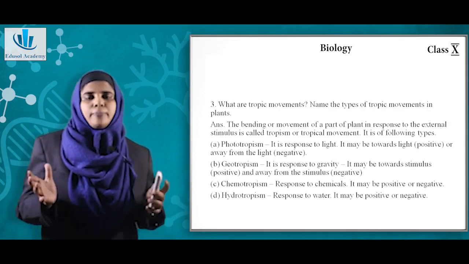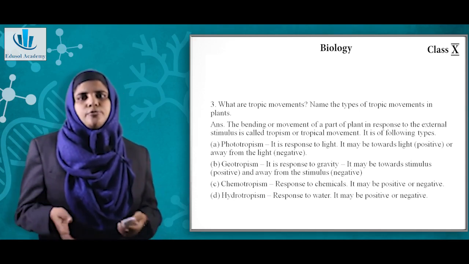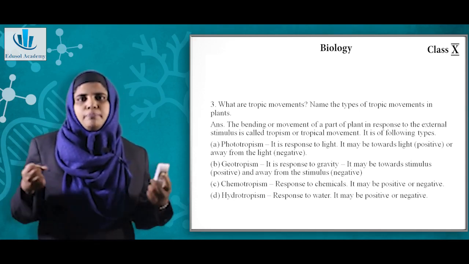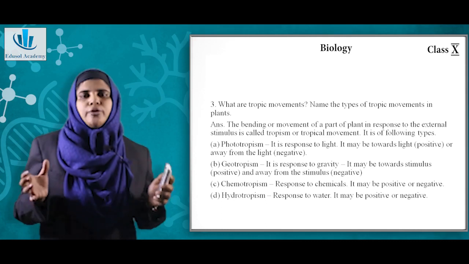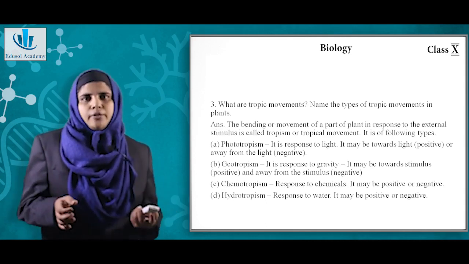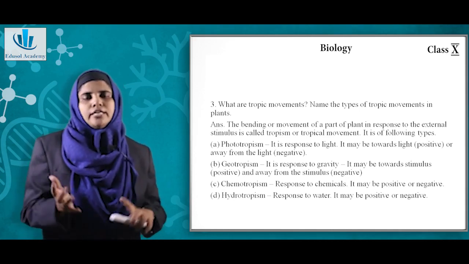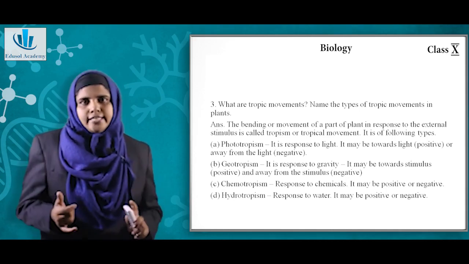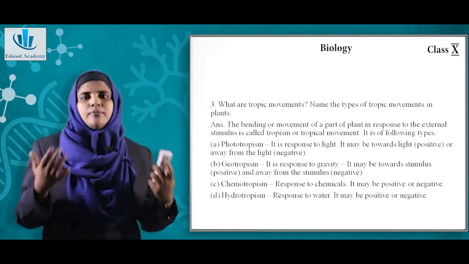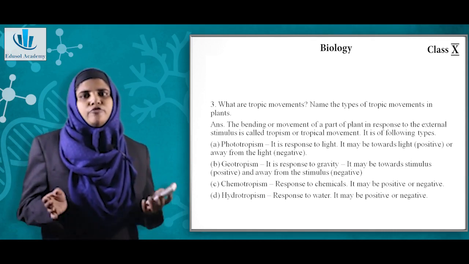Now, what are tropic movements? Name the types of tropic movement in plants. The bending or movement of a plant part in response to an external stimulus is called tropism or a tropic movement. These are of the following types. We have phototropism, that is in response to light. Here, usually the stem of the plant grows towards the light. That is an example of phototropism.